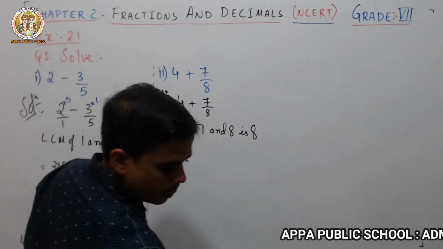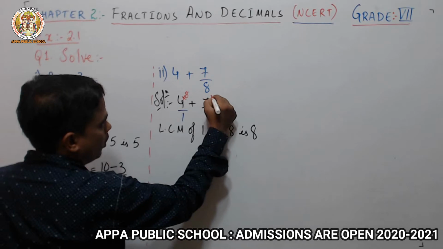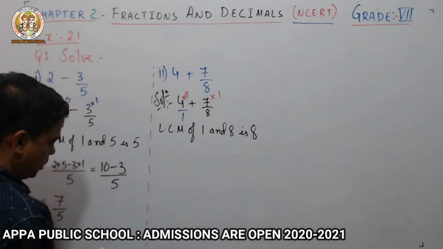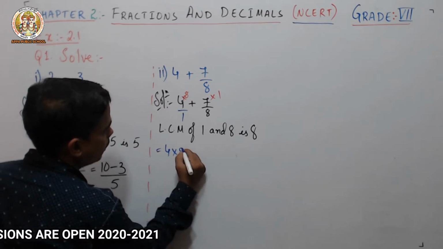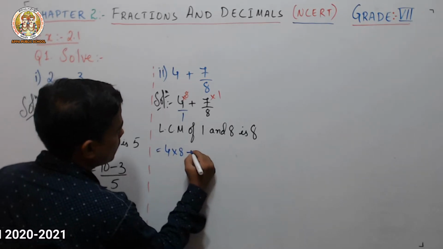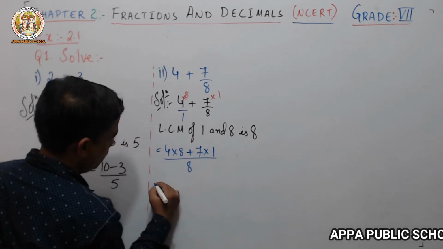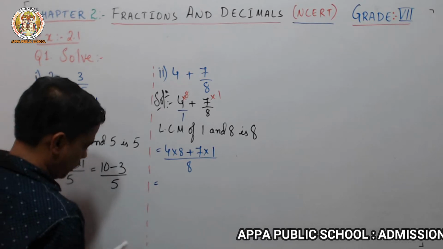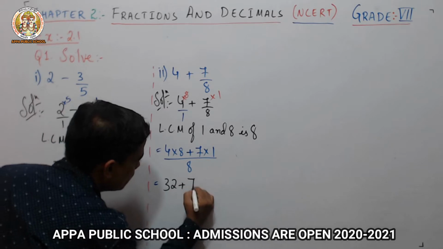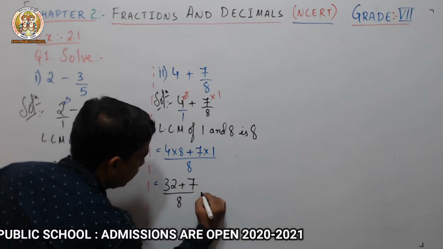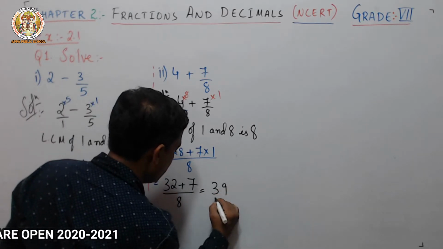So here in the 1 table how many 8s are there? 8. In the 8 table how many 8s are there? 1. Next, I will write it as equal to 4 into 8 plus 7 into 1, whole divided by 8. Next, simplify it. 4 8s are 32 plus 7 1s are 7, whole divided by 8, that is equal to 32 plus 7 is 39 divided by 8.